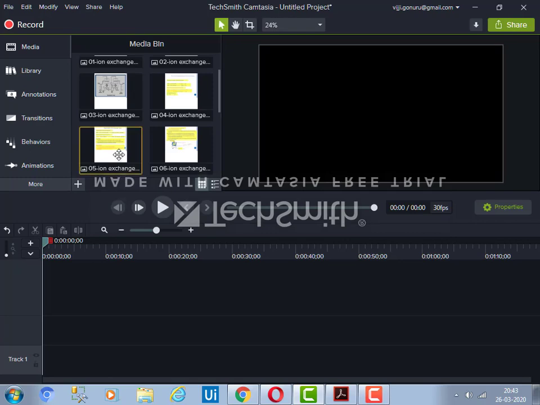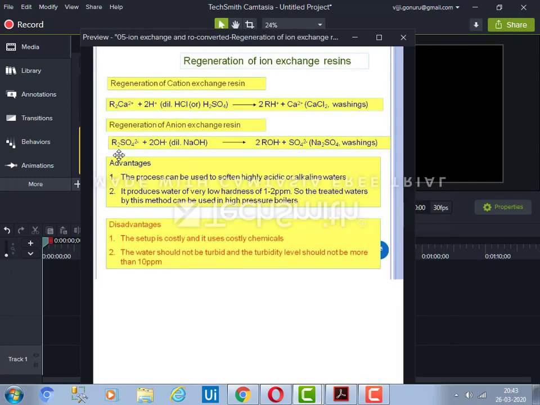So these are the regeneration reactions. Now we know R2Ca forms at the cation exchange resin. So now it is treated with acid. You can take any acid, hydrochloric acid or sulfuric acid. When it is washed with the acid, Ca 2+ is replaced with H+. So we will get 2RH plus CaCl2 or CaSO4. This is calcium chloride. Now we got RH, which is nothing but the cation exchange resin. This is one of the byproducts, and this byproduct is removed by washing.